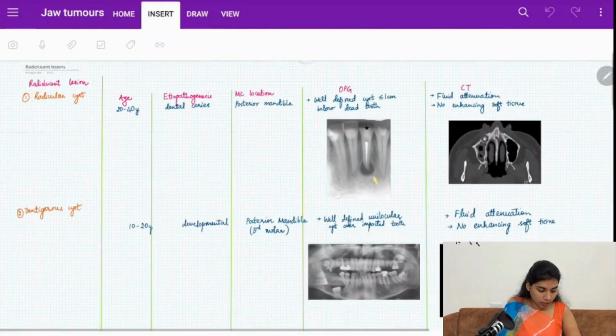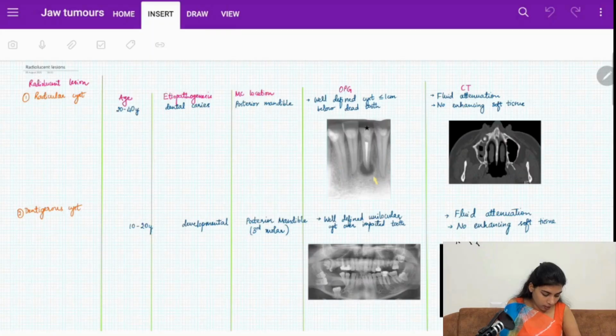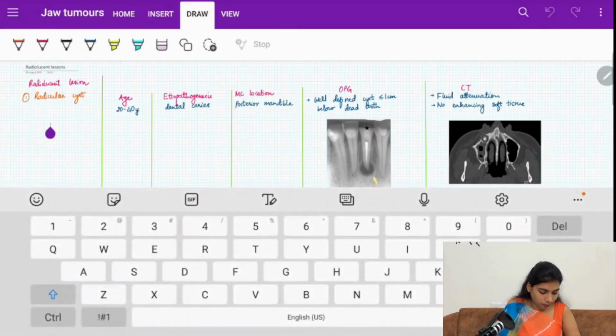We'll start with the radiolucent lesions. Radiolucent lesions we have already studied. We classify them as odontogenic and non-odontogenic lesions. Under odontogenic lesions, we further classify them as the lesions with well-defined margins on OPG. They are three in number: the radicular cyst, the dentigerous cyst, and OKC. OKC is also known as odontogenic keratocyst.